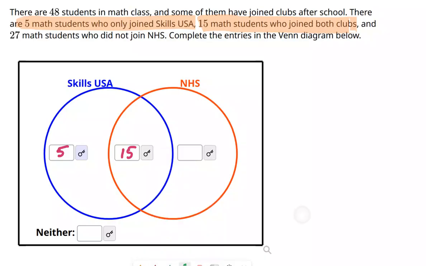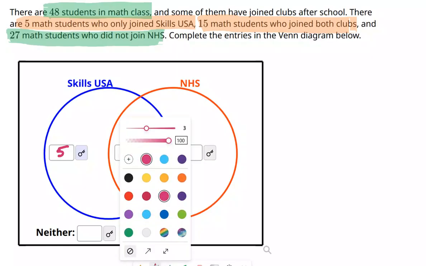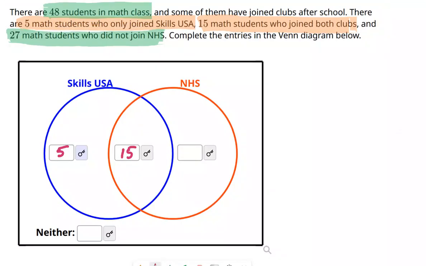And then things start to get a little more complicated. So I want to draw your attention to this statement right here. 27 students did not join NHS. Okay, so they're not inside that red circle, they're outside the red circle. And there are 48 students total in the class. So how many students didn't join NHS? We're going to take that number and combine that with the other information. So let's work this through right here.